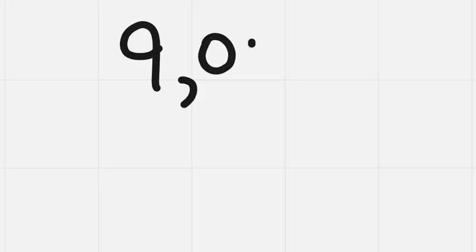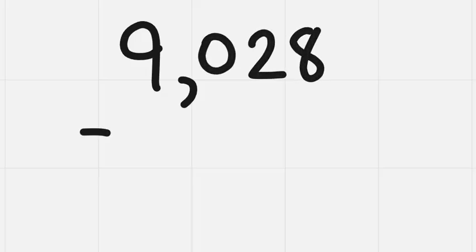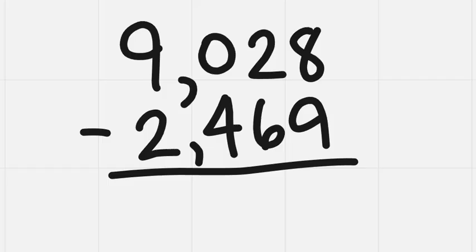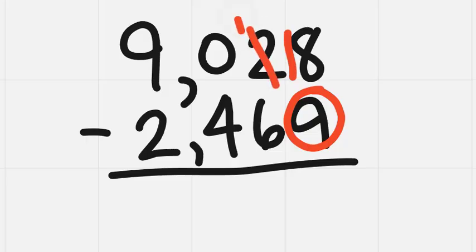Please copy down this next problem. 9,028 minus 2,469. We'll begin with 8 minus 9. We'll circle the bigger number, which is 9. Because it's on the bottom, we must borrow. The 8 becomes an 18. We cross off the 2, it becomes a 1. We go back to subtract. 18, 17, 16, 15, 14, 13, 12, 11, 10, 9.